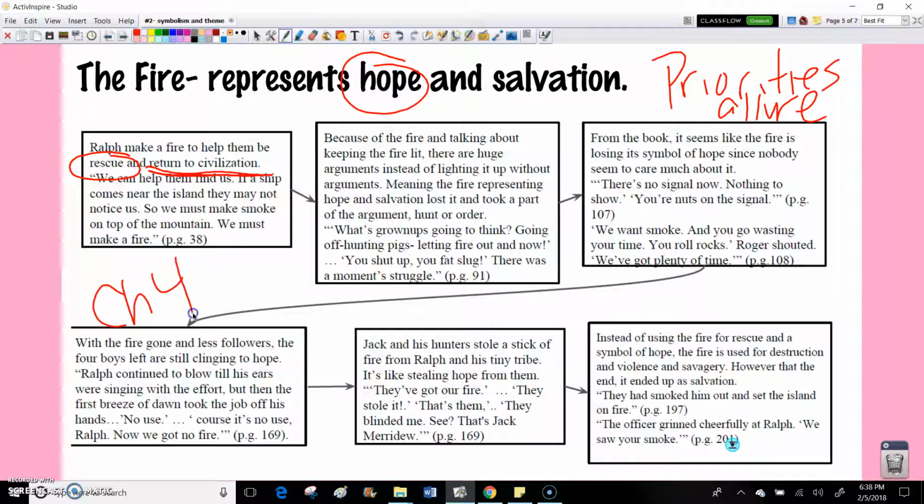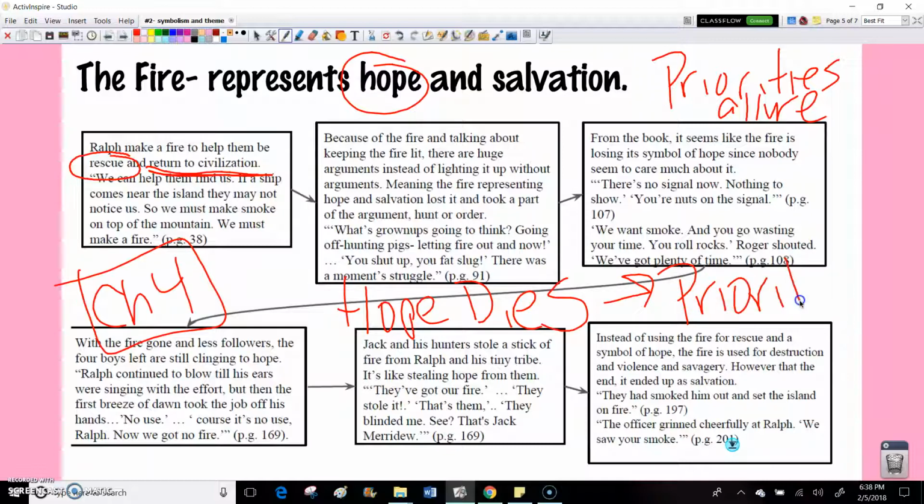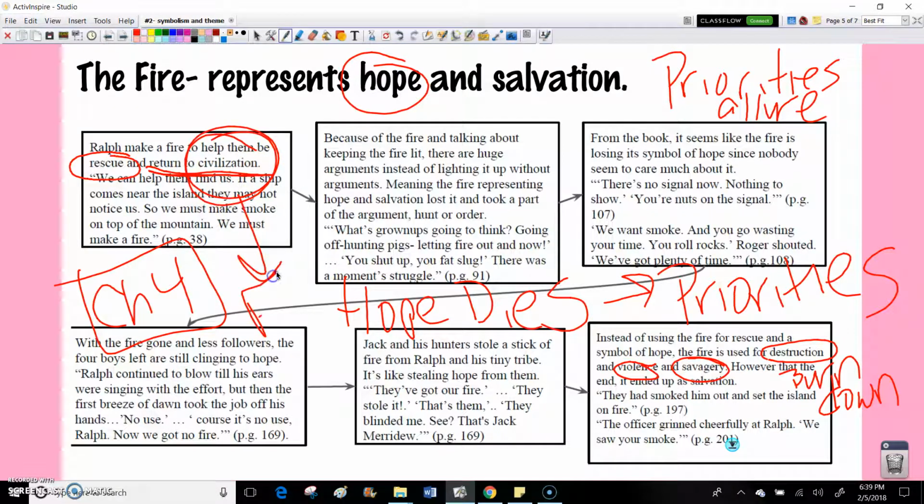We see that in chapter 4, the first time that it goes out. And less people start paying attention to the fire. So as that develops, we see the hope is dying, right? That's how the fire is changing. Hope dies. The reason it dies is because, again, they have other priorities. Now, towards the end, we see that the fire is no longer a symbol of hope. It becomes a symbol of destruction, of violence and savagery as they burn down the island and try to kill Ralph with it. Again, this all ties back to the fact that the boys are more focused on the darkness inside them. They've been changed. They've gotten away from civilization. They're far away from it towards the end.